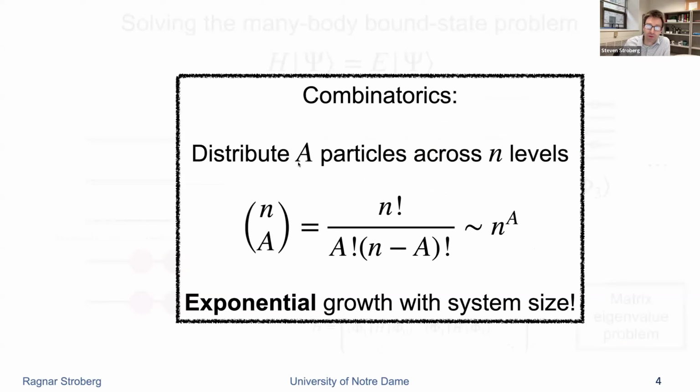If we want to distribute, say, A particles across n levels, that means we do n choose A, which looks like this. And when n is much larger than A, this essentially scales like n to the power of A, which means we now have exponential growth in the cost of this calculation with system size, which is not desirable. Exponential growth is a painful thing to put on a computer.